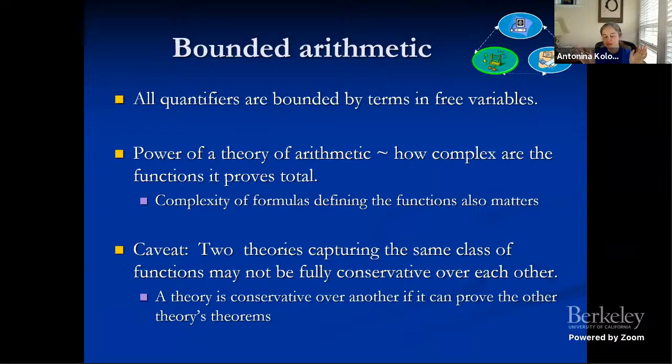So in bounded arithmetic, just to say what makes it bounded is that we are thinking of all values that are quantified as bounded by the terms in the free variables. And here, when I'm talking about the power of a theory of arithmetic, especially in the correspondence with complexity classes, it's basically what kind of functions can be provably defined in the system. So the system proves there exists a unique value of the function.